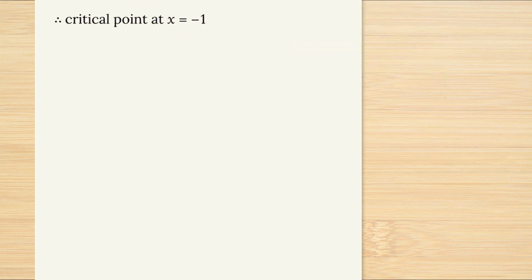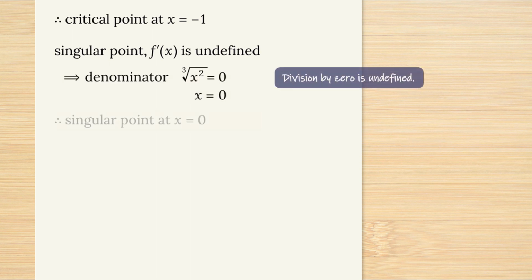At a singular point, the first derivative is undefined. Our first derivative in this case is a fraction, and fractions are undefined when we divide by 0. Therefore, x equals 0 is a singular point.